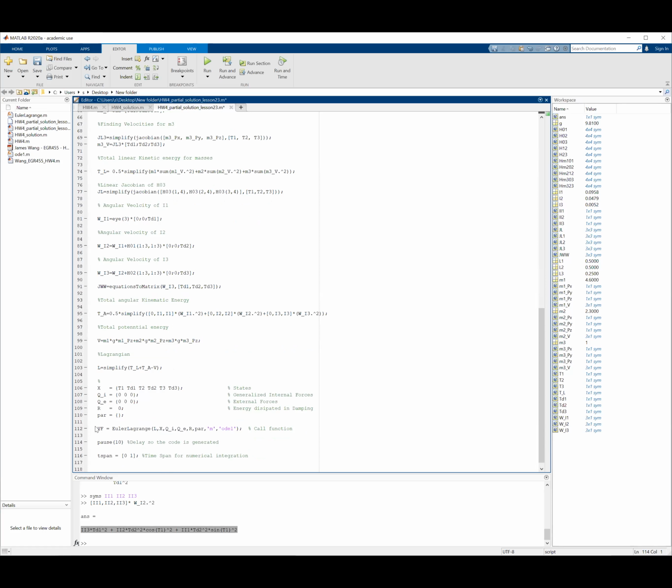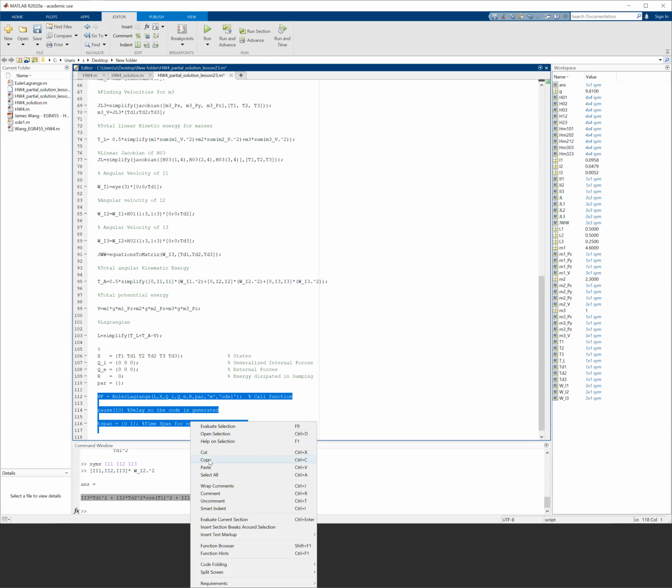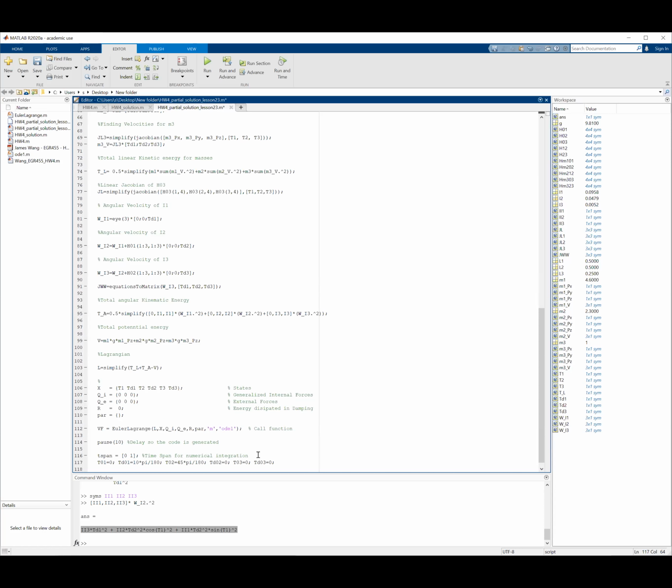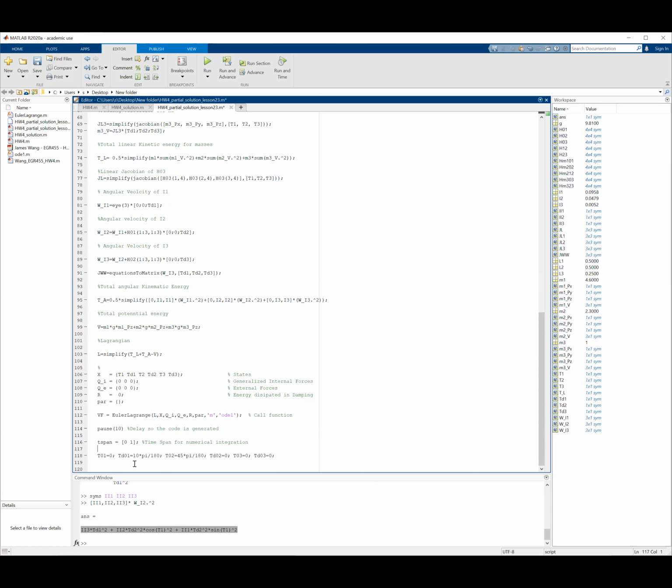And then the next step is the time span is from 0 to 1 second. I'm going to paste it over here. And then we need to supply the initial conditions. So initial conditions are given in the problem. And please note, MATLAB requires the angles in radians and angular velocities to be in radians per second. So my first theta, theta1 is 0. Theta1 dot is 10 degrees per second. So I converted that into radians per second.